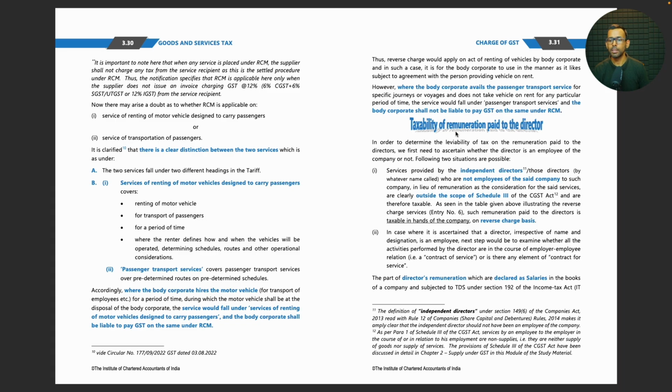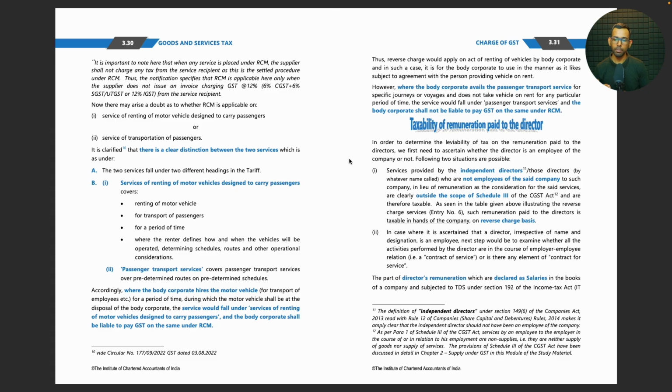Okay, moving on. Taxability of remuneration paid to the director. In order to determine the leviability of tax on the remuneration paid to the directors, we first need to ascertain whether the director is an employee of the company or not. Following two situations are possible. Services provided by the independent directors, or those directors by whatever name called who are not employees of the said company, to such company in return for remuneration as the consideration for the said services are clearly outside the scope of Schedule 3.